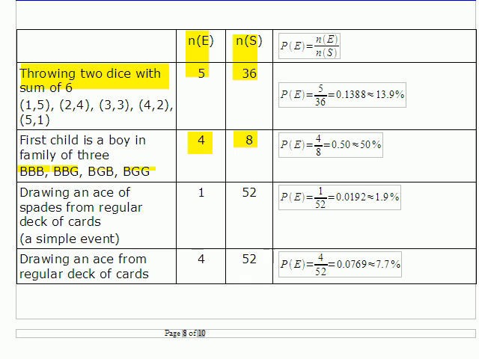Let's say you want to draw an ace of spades from a regular deck of cards. Okay, a regular deck of cards has 52 cards in it. There's only one ace of spades, so the probability is 1 over 52. What if you want to just draw an ace? You don't care what the suit is. There's 4 aces, so the probability is 4 over 52.